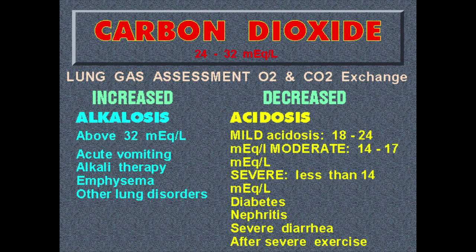Carbon dioxide is simple. When high, it's alkalosis. When low, it's acidosis. CO2 bicarbonate greater than 32 strongly suggests disturbed lung function and respiratory disease. Decreased CO2 is seen in metabolic acidosis, such as diabetes mellitus and nephropathies. It will also be depressed with diarrhea and after severe exercise.